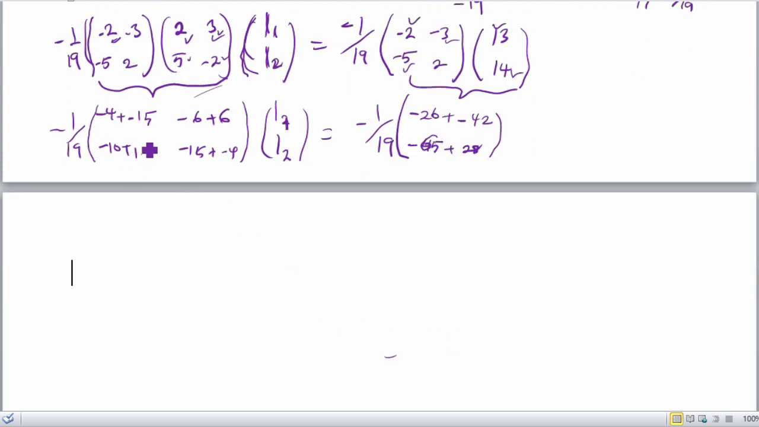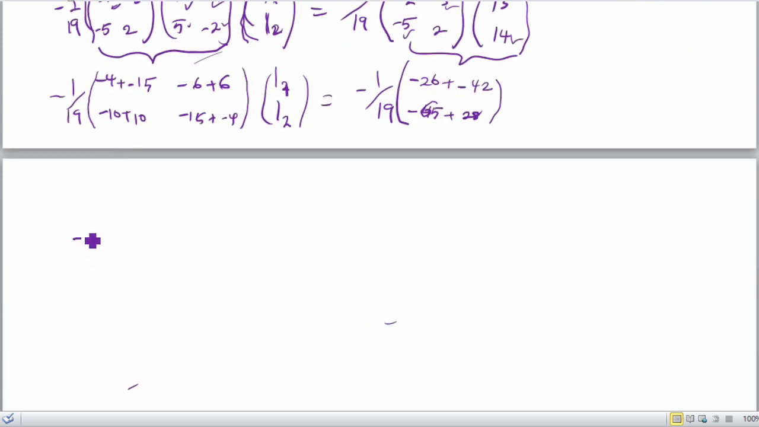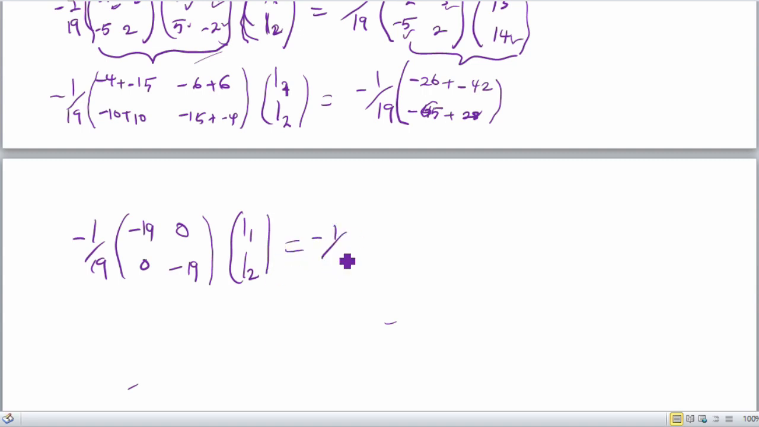On my left hand side, this is what I have, negative 1 over 19 into, okay, negative 4 plus negative 15, that is negative 19. Here I shall have a 0. Here also I shall have a 0, and this one is again negative 19, multiplied by I1, I2, equals negative 1 over 19 into negative 26 plus negative 42, that will give us a total of negative 68, and this one becomes negative 37 from my calculator.